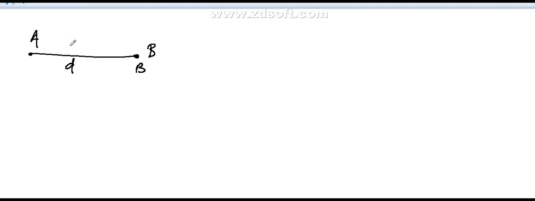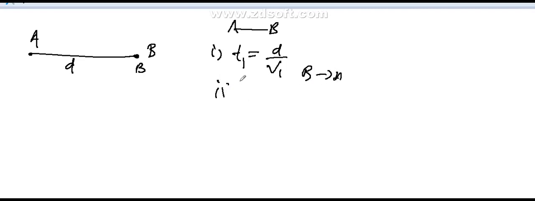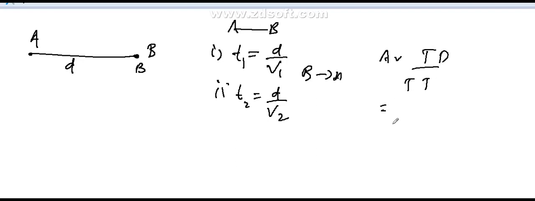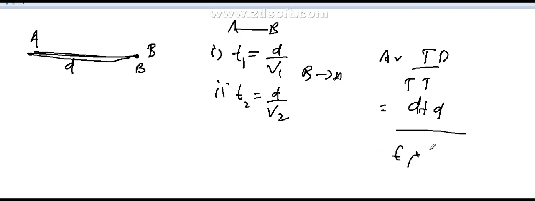So this is D. First, we are considering A to B. So what is T1? Your T1 is D by V1. Correct? Yes, sir. B to A, T2 is D by V2. Correct? Yes, sir. So now, what is average speed? Total distance by total time. Total distance is D plus D, because I am going and then coming back. 2D, sir. By total time, T1 plus T2. Correct? Yes, sir.